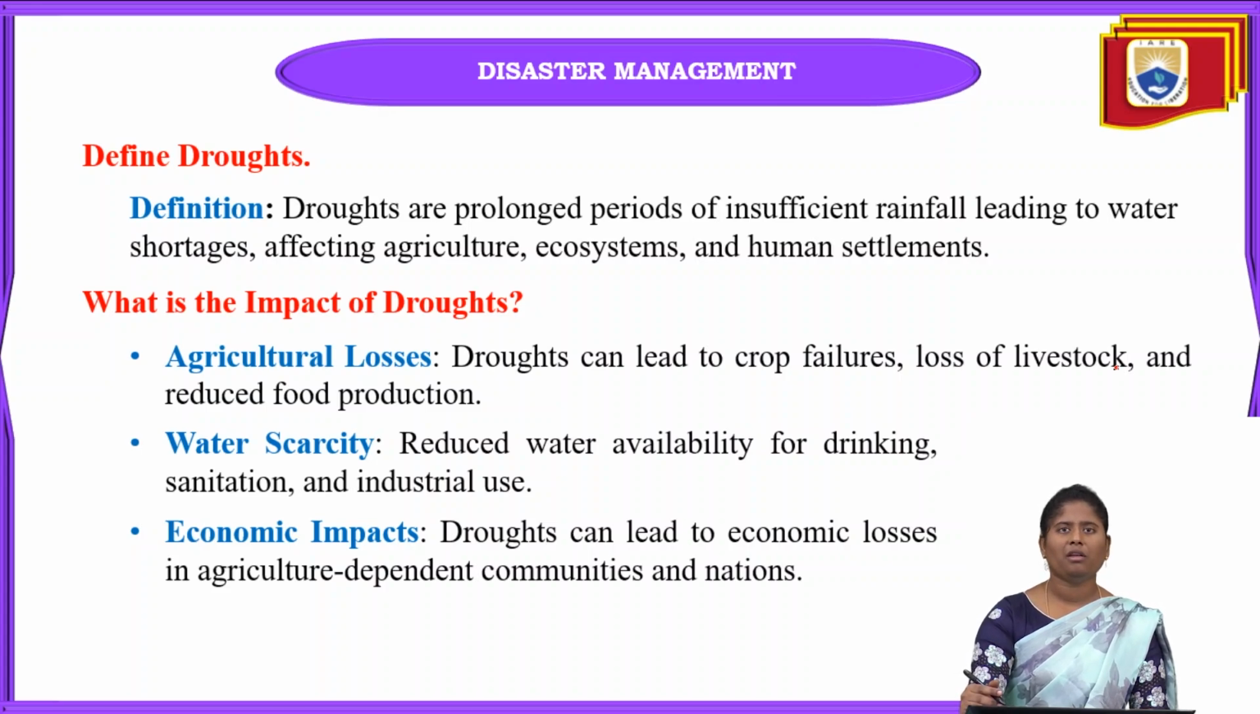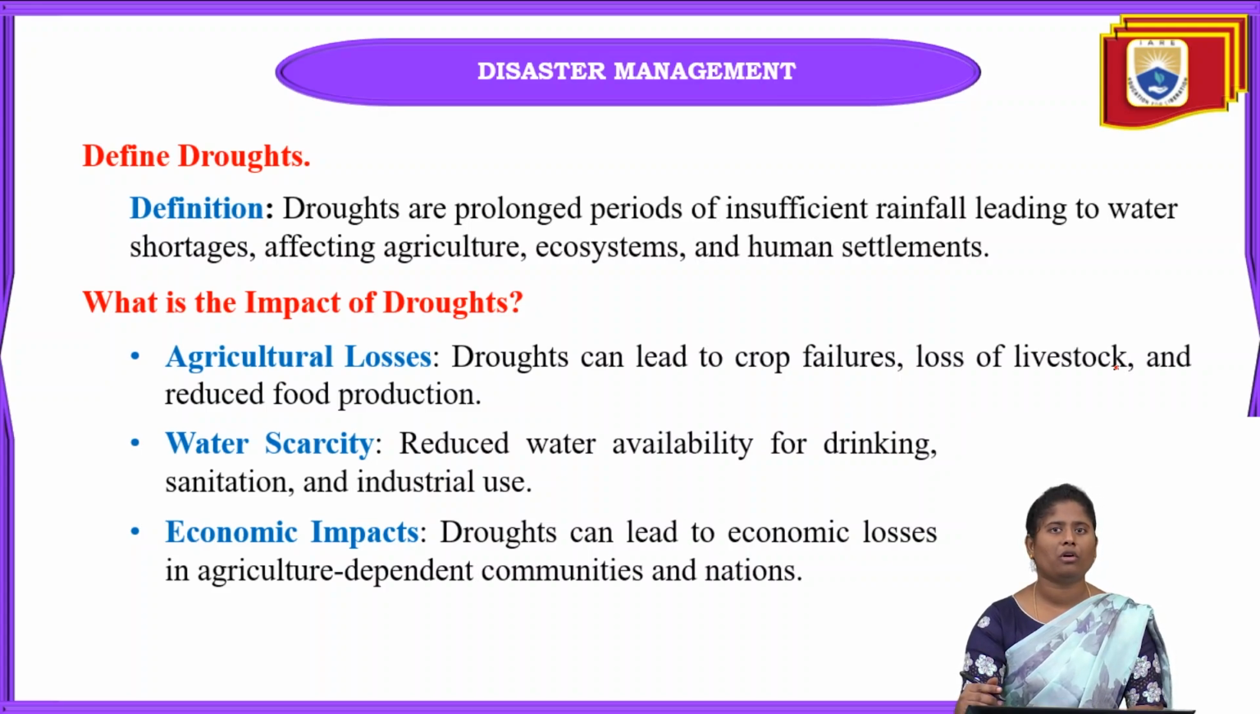First of all, what is the main impact of droughts? Agricultural losses. In agricultural losses, when there is a very small amount of rainfall in that season, it will lead towards crop failures. That means we will also lose livestock, and it will also reduce food production.